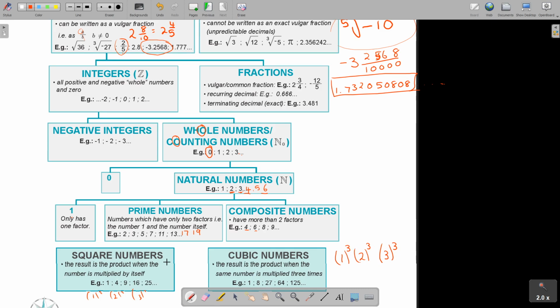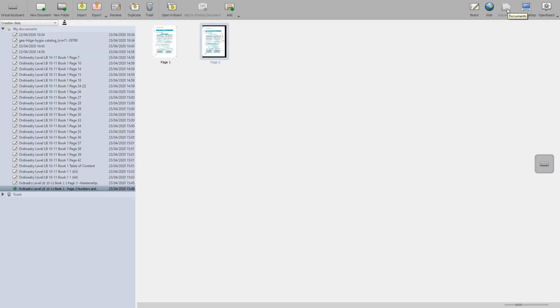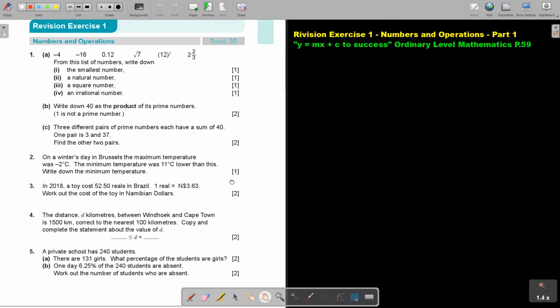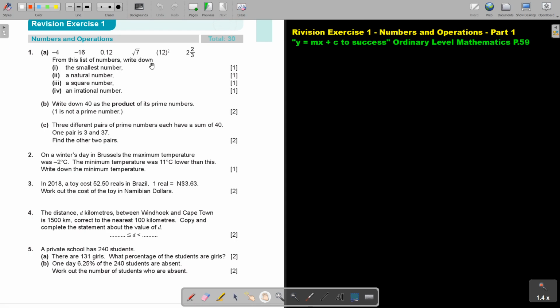Okay, now let's go back to our question. That was the revision exercise here. Now let's do it quickly. From that list of numbers, number 1A: from the list of numbers, write down the smallest number. Now, smallest will be, if there's a negative, it will be a negative. And the smallest one will be negative 16.